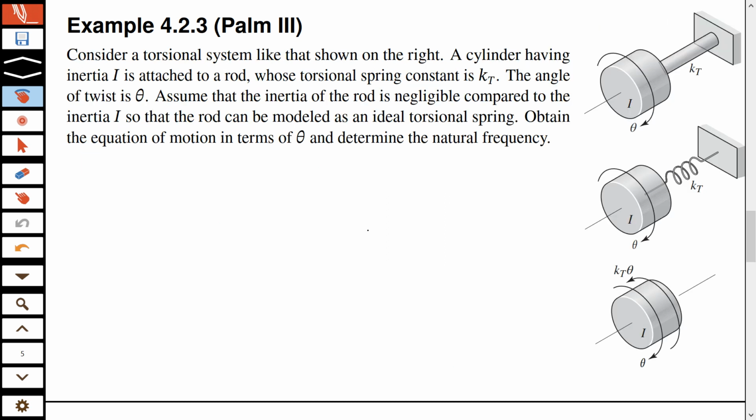Now the next example is again a spring mass system, but this time it's a torsional system. So you have a torsional system like the one shown on the right. You have a cylinder having inertia I, its inertia is given, attached to a rod whose torsional spring constant is kT. Now this question is very easy. Why? First, it tells you it is a torsional system, second, the torsional spring constant is given, and it talks about the inertia I, not mass. So it will easily guide you that you have to model this as a torsional spring.